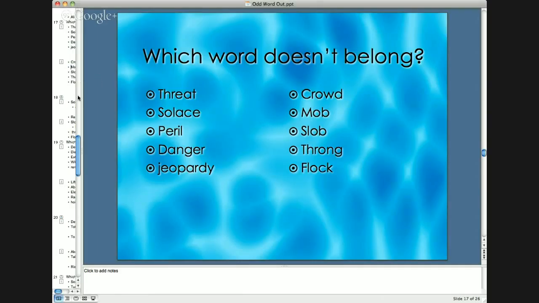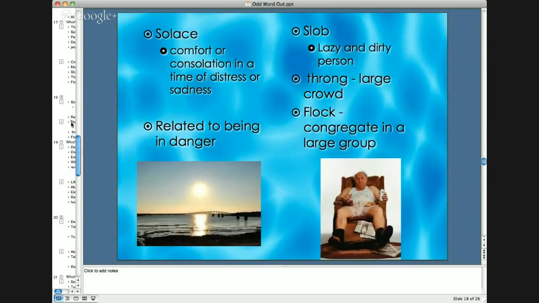What's the answer? Slob. We see this man here. He's a slob, a lazy and dirty person. The rest have to do with being in a big group. So throng is a large crowd, and a flock is to congregate in a large group. Sometimes we say a flock of sheep or a flock of cattle, right? This means that they're all in one group.